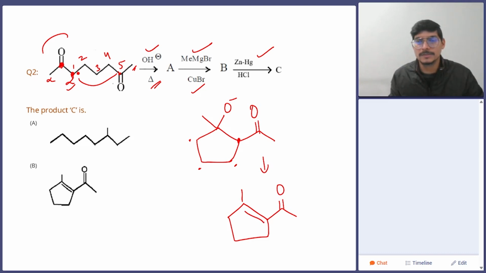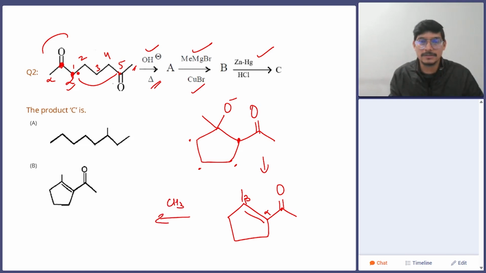All right, so this is our alpha beta unsaturated ketone, the product of intramolecular aldol condensation. Now MeMgBr itself is a Grignard reagent. It's a strong nucleophile. It generally does direct addition on the keto group, but we have toned down its reactivity by reacting it with CuBr. So now it has become a weak nucleophile. It will do conjugate addition, right?